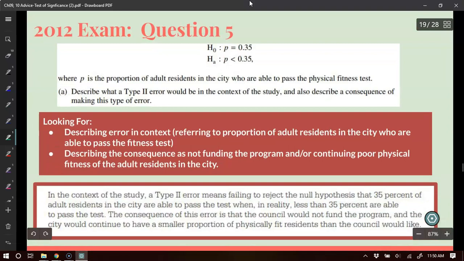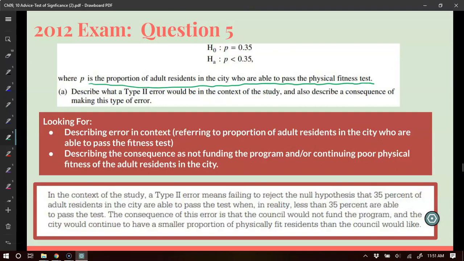So if we look at part A, it says describe a type 2 error. So I kept the picture of the null and the alternative. Now, what they're looking for is for you to describe the error in context, referring to the proportion of adults in the city who are able to pass the fitness test. Again, that's what P is defined as for you right here. Remember, significance tests are always based off the population, not the sample. It's also looking for describing the consequences as not finding the program or continuing poor physical fitness of the adults. So you see an answer below, but those are the two things they're trying to see.